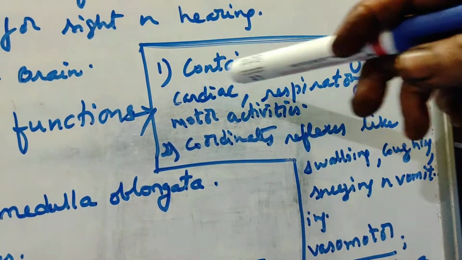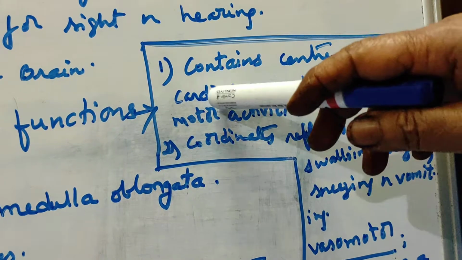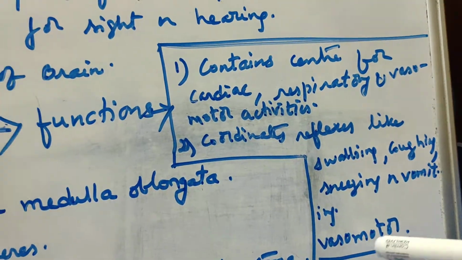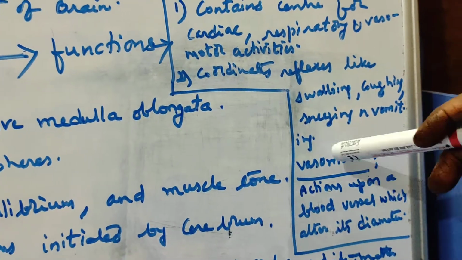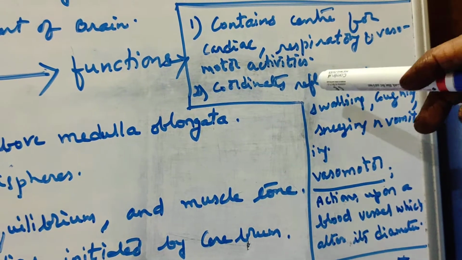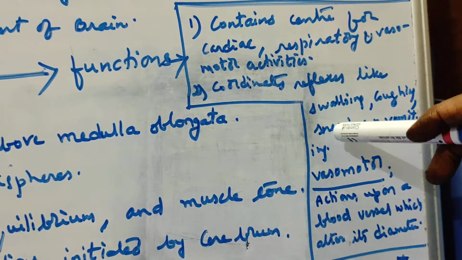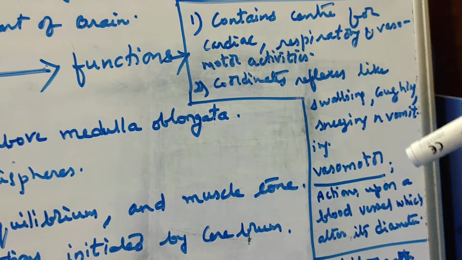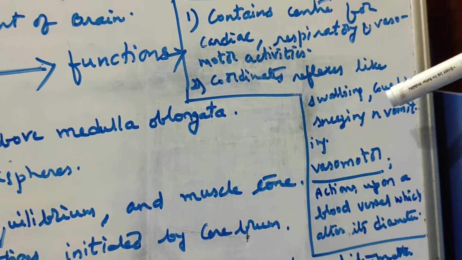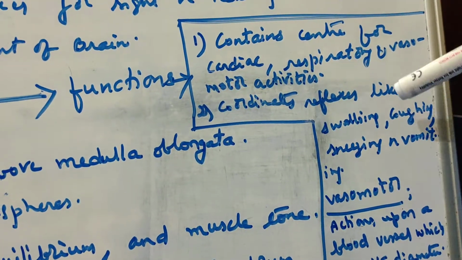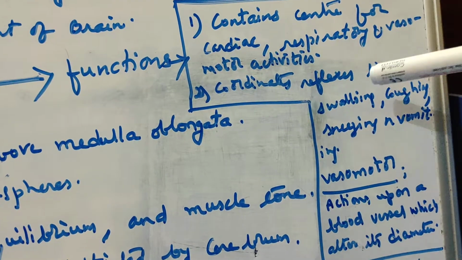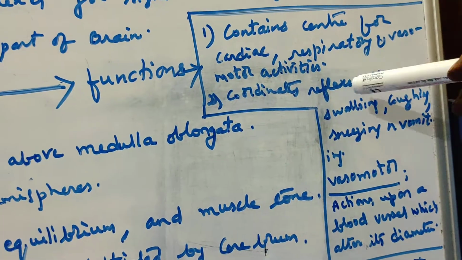So this is a center for cardiac, respiratory and vasomotor activities. Cardiac means heart, respiratory is breathing. What is vasomotor? I will explain that later. It also coordinates reflexes like swallowing, coughing, sneezing and vomiting. If you take any toxin through your food, it will be vomited out. This is because of these coordinated reflexes by the medulla oblongata. These two are the functions.